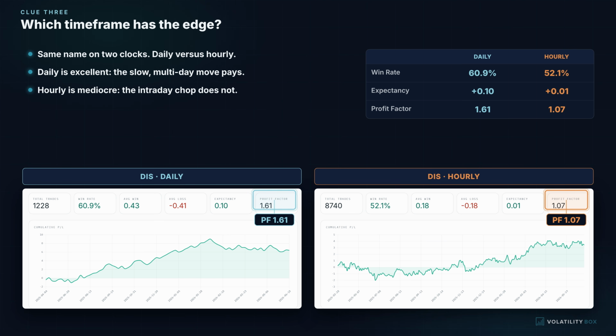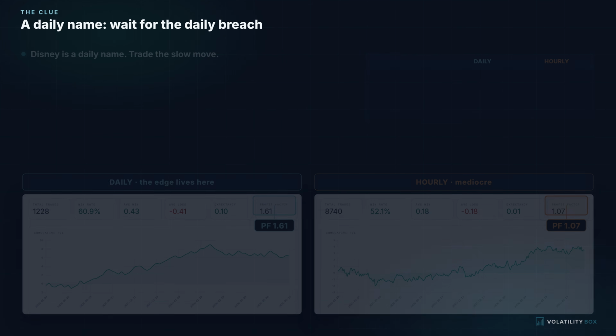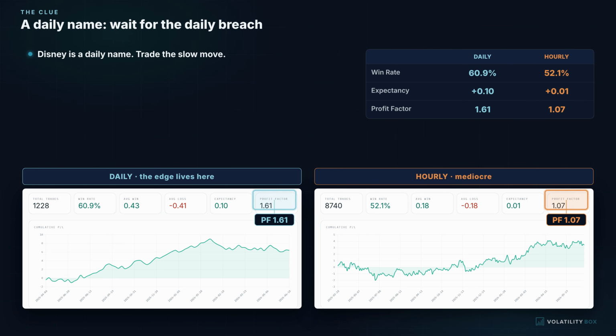That tells you that Disney is essentially a daily name if you can get the daily edge. Its edge is the slow multi-day move, not really that fast intraday chop that you would get with the hourly models. You want to wait for that one day that the daily models do get breached, because that move tends to pay much better than even a lot of these smaller trades in between.